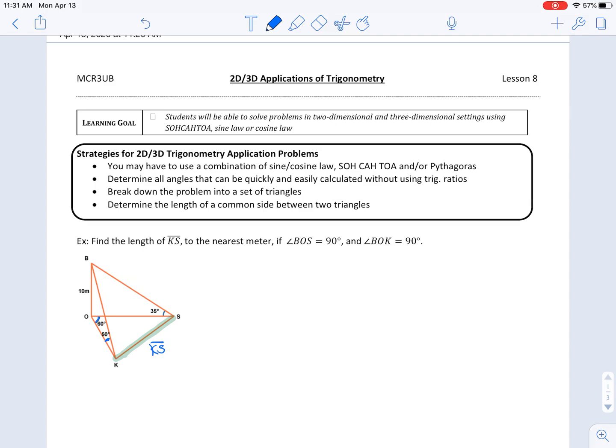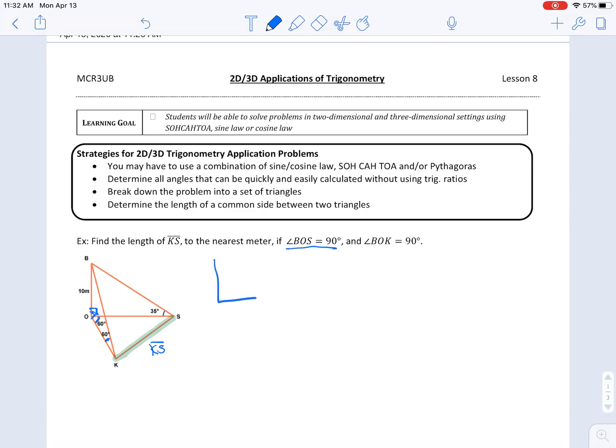Often in these questions, similar to two-dimensional problems, what you have to do is use common sides in order to figure things out. So what I'm going to do first is this should be 90. So BOS, they tell us, is 90. So that's that guy. And then BOK would be here, like that. It gets a bit confusing when something's supposed to be coming out at you, like the triangle BOK coming out towards you.